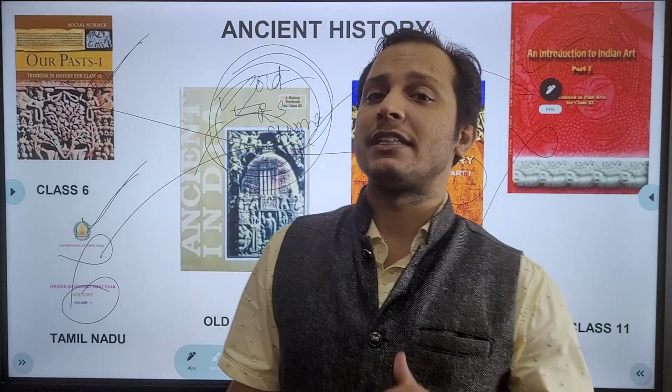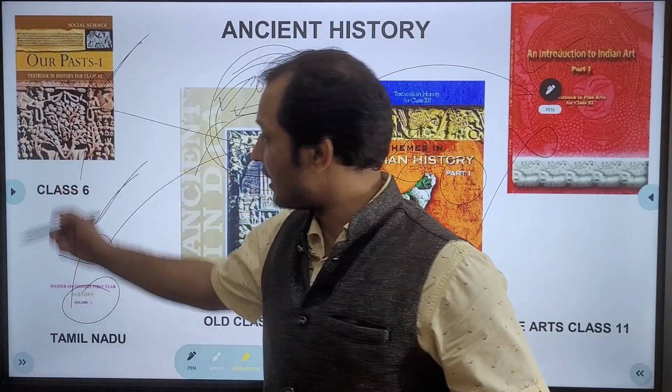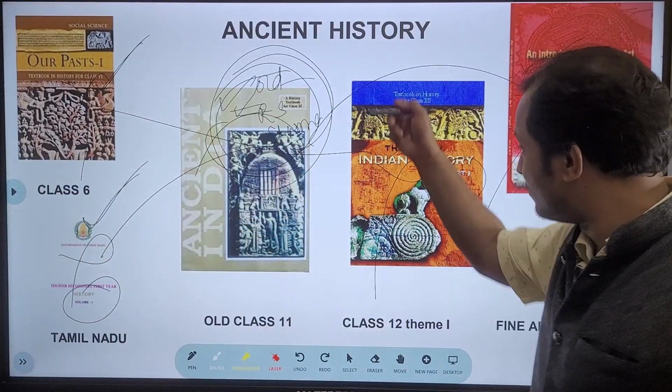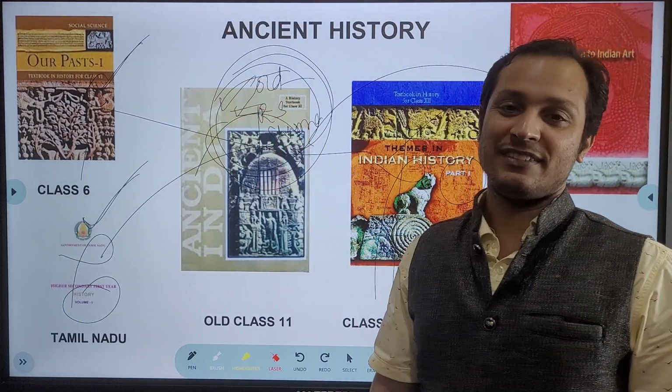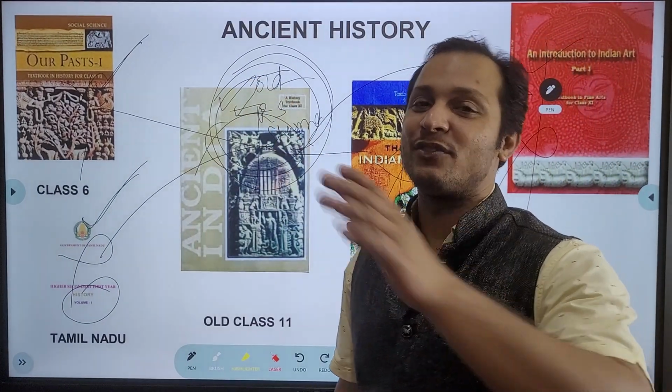Many people make the mistake of first reading one book entirely, then the next book entirely, then another. That is a very unscientific way of reading.